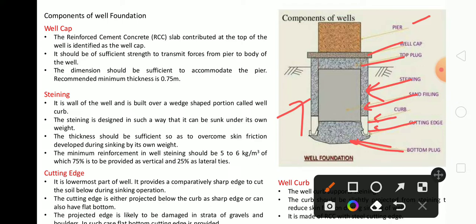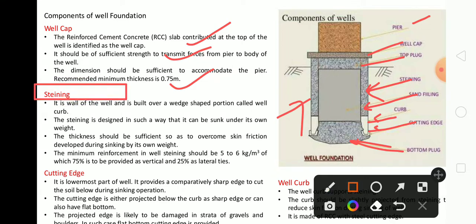First we will discuss the well cap. The well cap is the RCC slab constructed at the top of the well. It should have sufficient strength to transfer forces from the pier to the body of the well. The dimensions should be sufficient to accommodate the pier. The recommended minimum thickness is 0.75 meter. And the next one is staining.